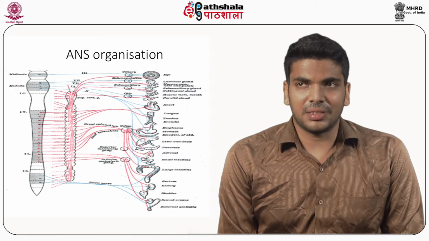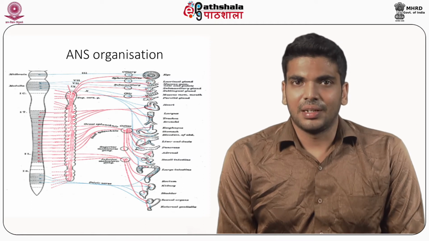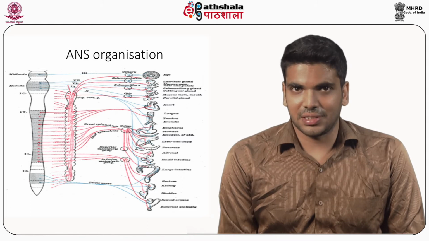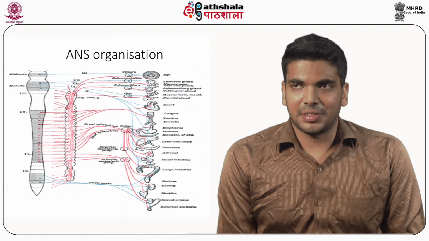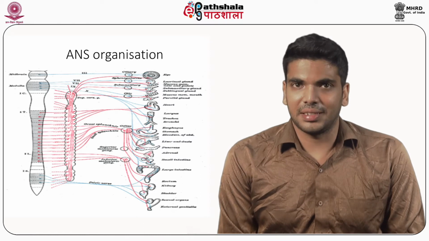The hypothalamus is the key regulator for both sympathetic and parasympathetic nervous systems. Now, if we see the sympathetic nervous system or parasympathetic nervous system, they are under what is called top down control from the central nervous system. So they receive controlling influences from the hypothalamus and medullary centers.